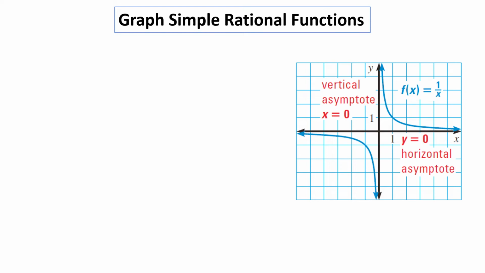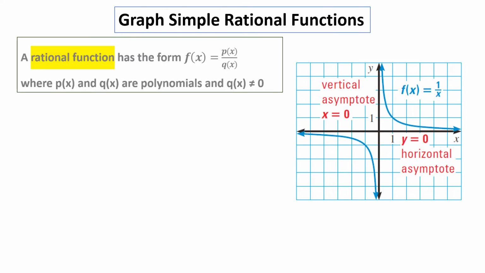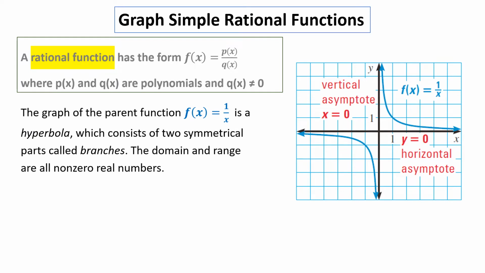Graph simple rational functions. A rational function has the form f of x equals p of x divided by q of x, where p of x and q of x are both polynomials. And of course q of x can't be 0, because then you would be dividing by 0. The graph of the parent function, f of x equals 1 over x, is a hyperbola, which consists of two symmetrical parts called branches.